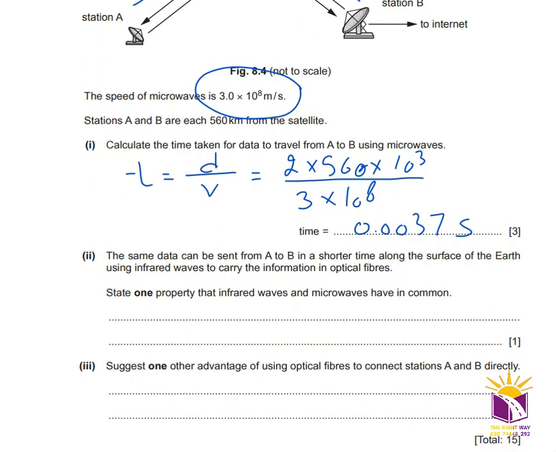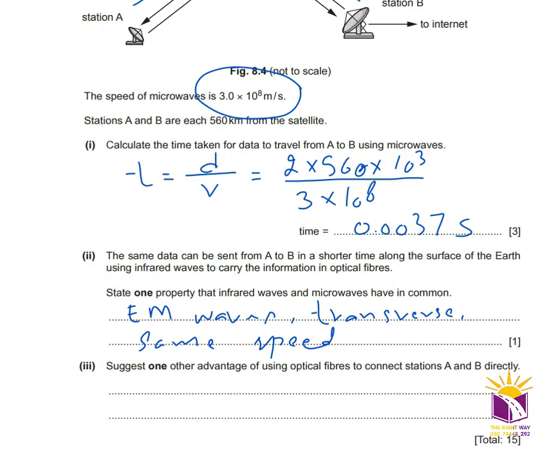The same data can be sent from A to B in a shorter time along the surface of the earth using infrared waves to carry the information in optical fiber. State one property that infrared wave and microwave have in common. So the microwave and infrared wave are both electromagnetic waves. Or you can write it as they are both transverse waves. They travel with the same speed of 3 × 10^8 meters per second.